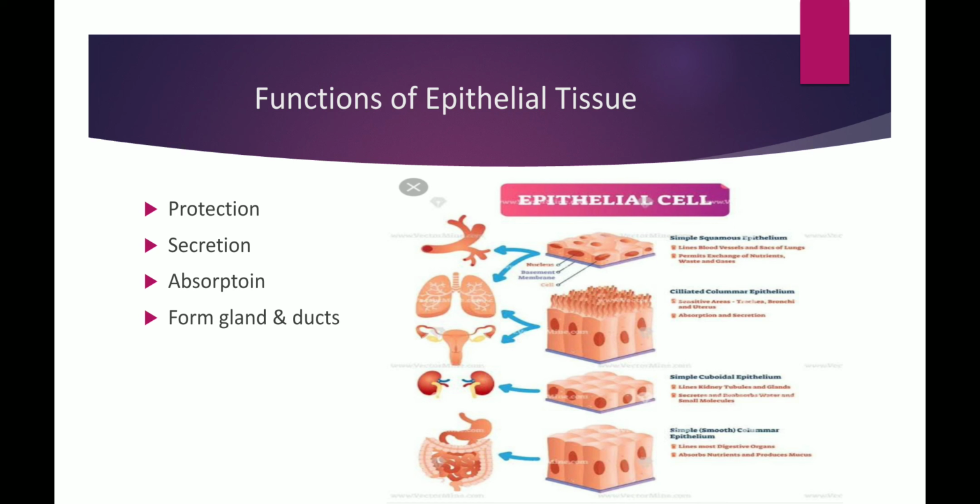Absorption. The ciliated epithelium acts in absorption. They are present in the intestine, where cells having cilia or villi are present. These villi help in absorption. The next function is to form glands and ducts. The sebaceous glands and sweat glands have cells that form a cavity, that's why they form a gland. So these are the functions of epithelial tissue.